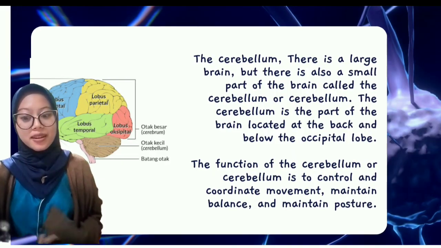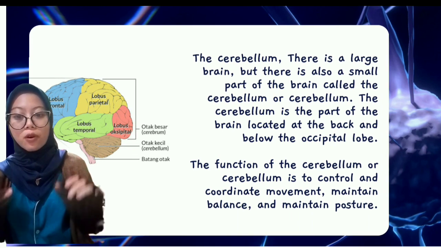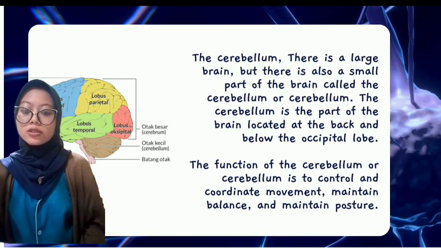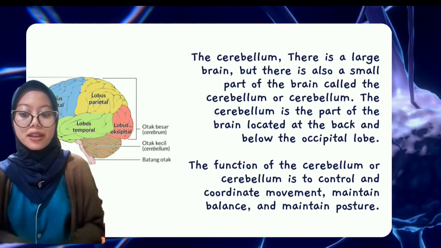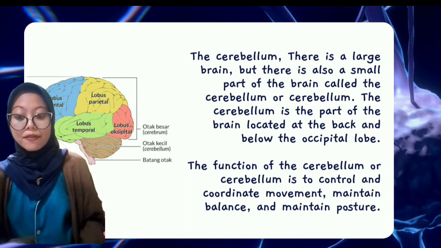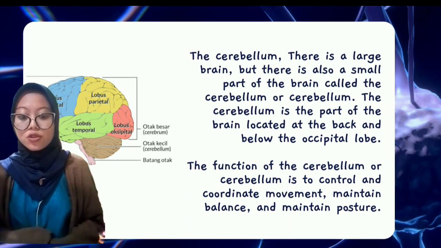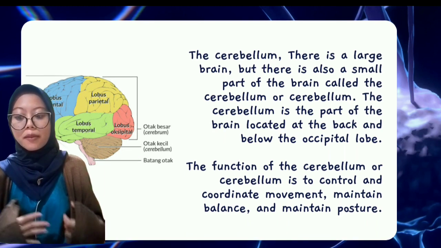Cerebellum. Besides the large brain, there is also a small part of the brain called the cerebellum. It's the part of the brain located at the back and below the occipital lobe. The function of the cerebellum is to control and coordinate movement, maintain balance, and maintain posture.